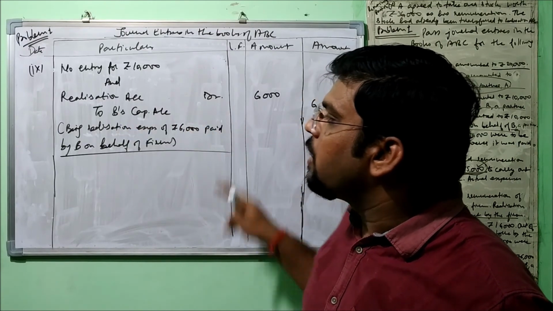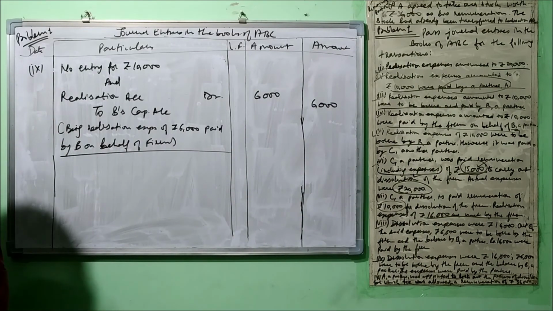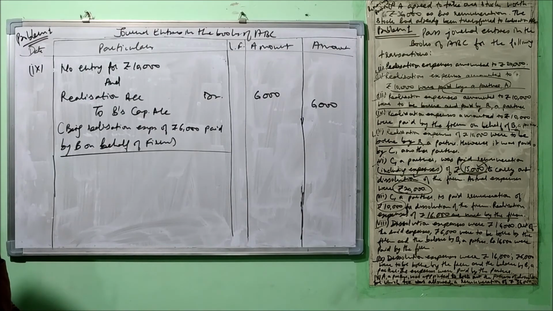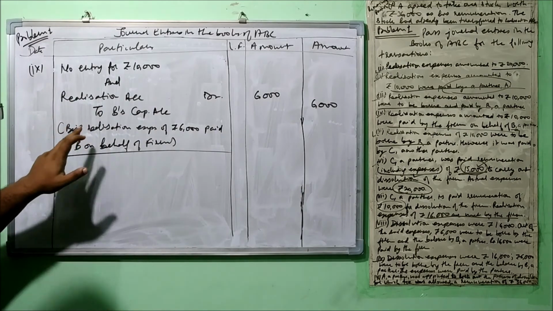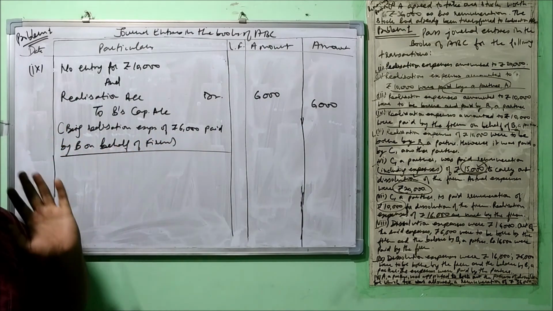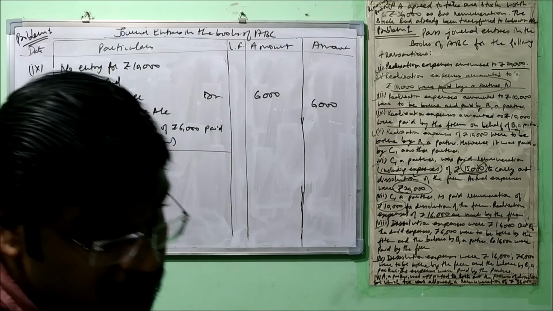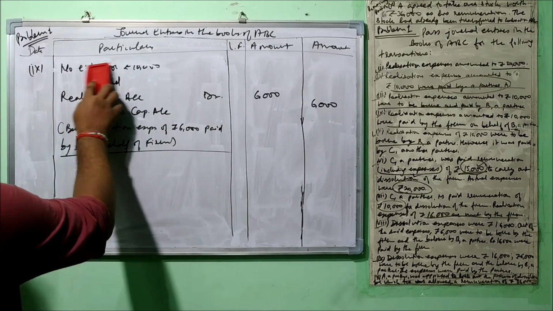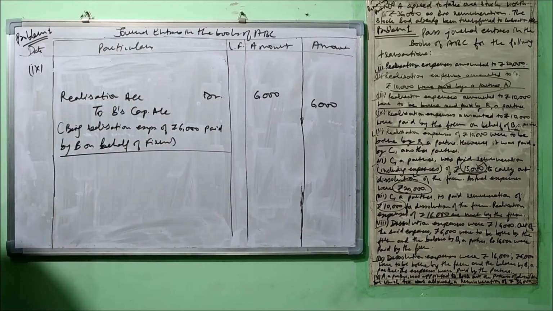To B's capital account. B paid it on behalf of firm. Now the firm is supposed to repay the partner. And how will it be done? By crediting his capital account. So B's capital account is credited in that case. Being realization expenses of rupees 6,000 paid by B on behalf of firm. And for 10,000, no entry. We won't even write this. I wrote it down to make you understand. We won't write it here. We'll simply pass this entry.